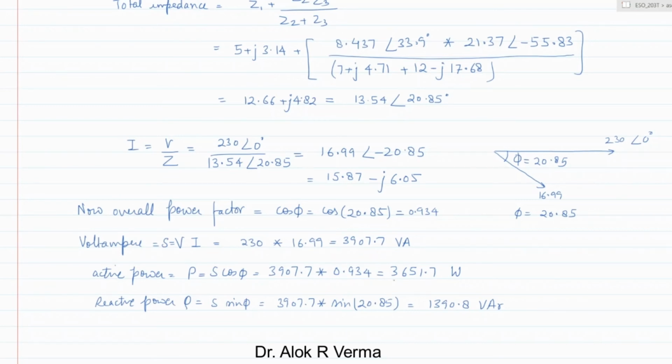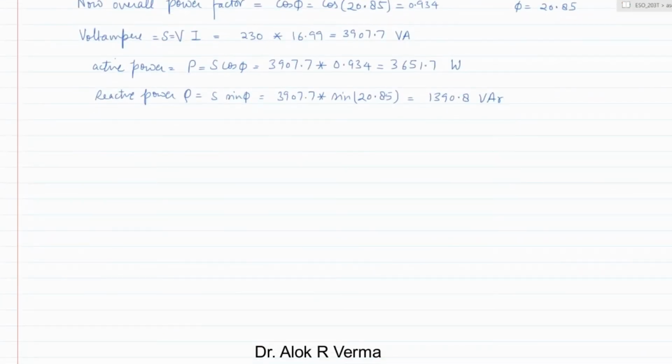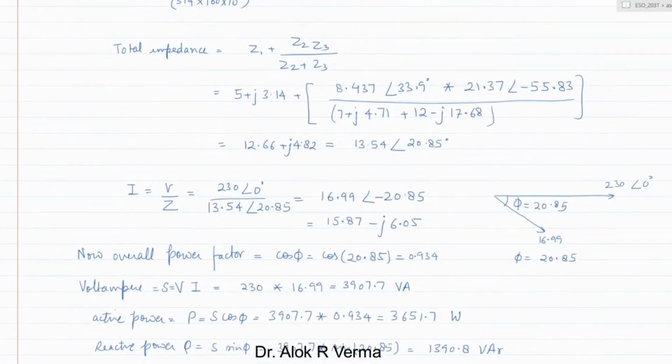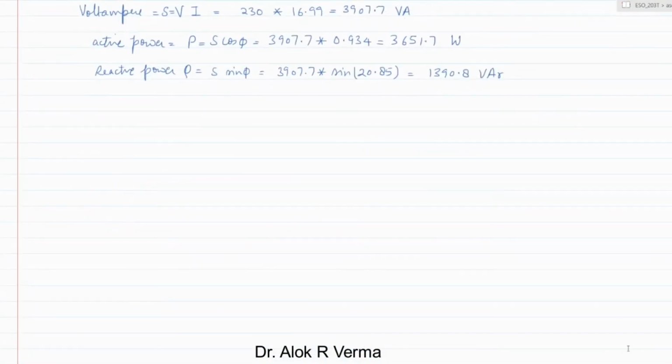For S, the unit is volt ampere. For P, the active power, the unit is watt. For Q, the unit is volt ampere reactive. So this is how you can calculate the total power. There is another method, an alternative method.